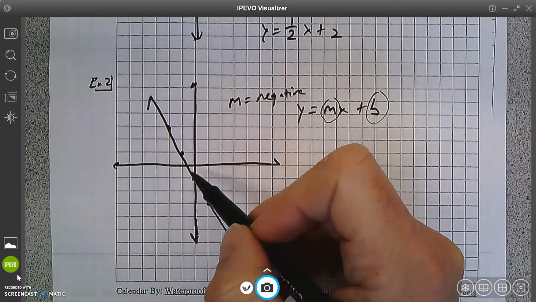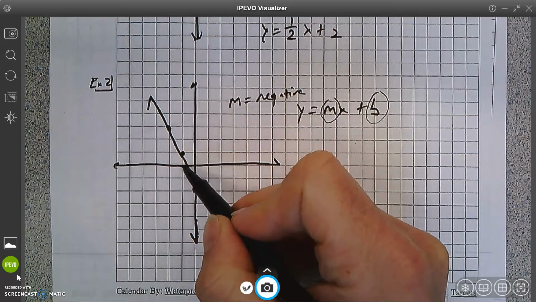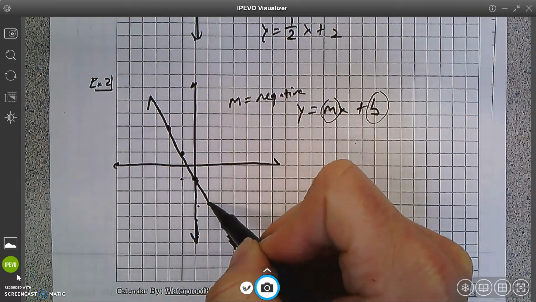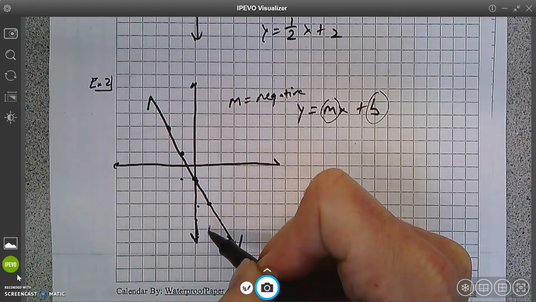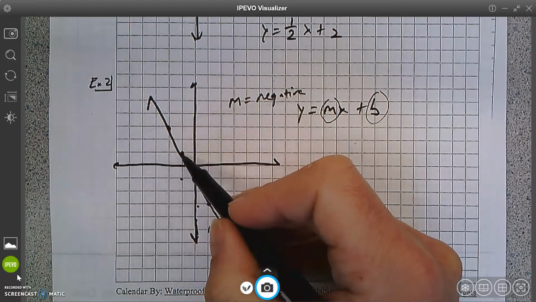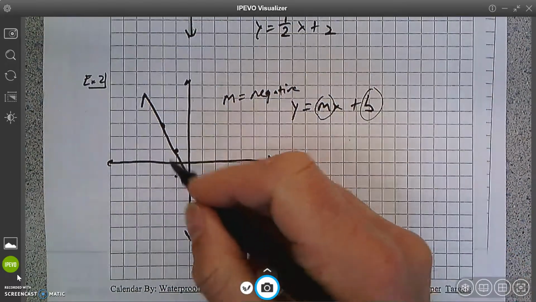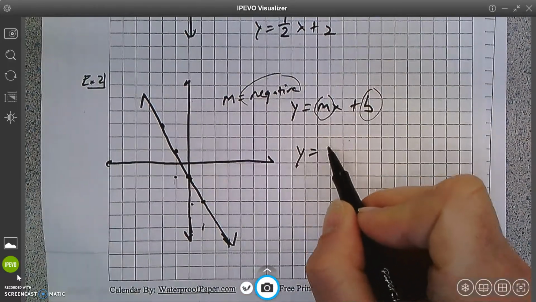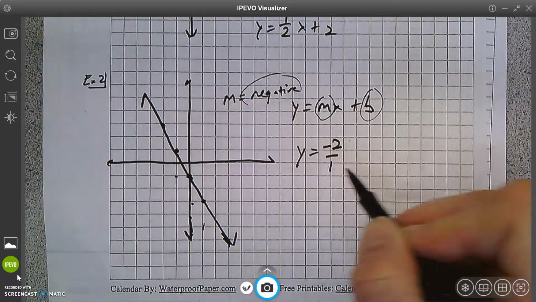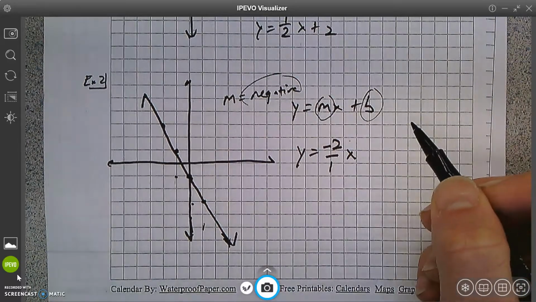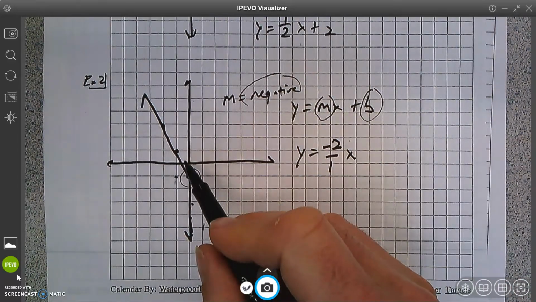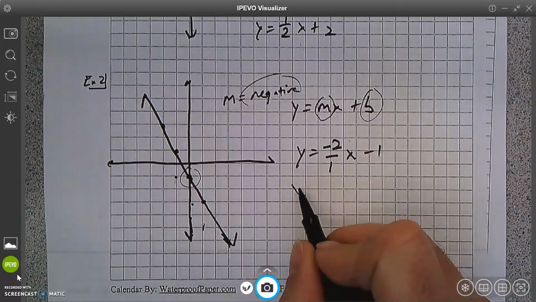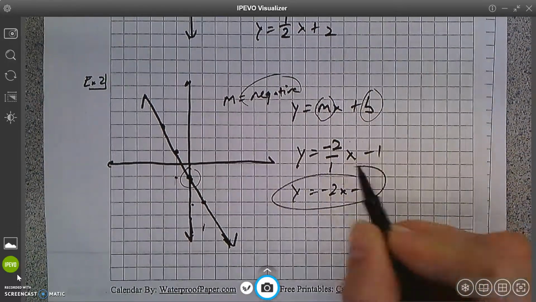So I go from one point to the next. Doesn't matter where I start. So that's down 2, right 1. Down 2, right 1. See the pattern? Down is negative because it's a negative slope. So y equals down 2 over 1 x. Y-intercept right here. This is the y-axis. So that's down 1 from the origin, minus 1. So y equals negative 2x minus 1.